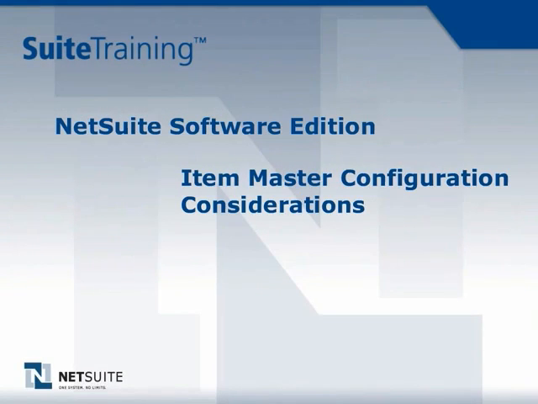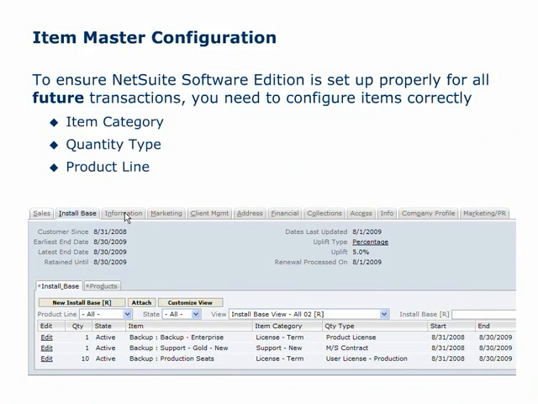Next, let's look at item master configuration to support future transactions. Proper configuration of items is critical for accurate renewals automation. This ensures NetSuite Software Edition is set up properly for all future transactions. Item category, quantity type, and product line are three item fields that together define the software asset. These were introduced in an earlier lesson.